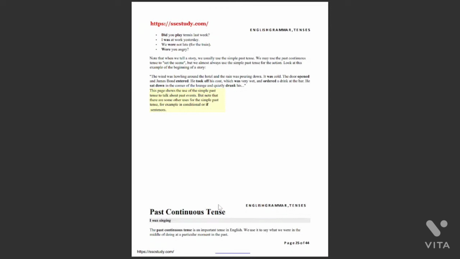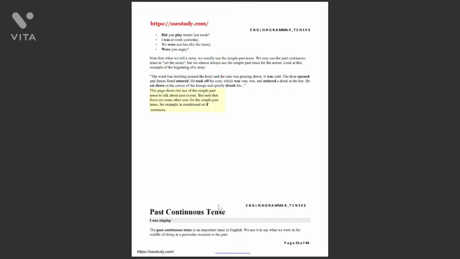Did you play tennis last week? I was at work yesterday. We were not late for the train. Were you angry? So note that when we tell a story, we usually use the simple past tense. Whenever we tell a story about something done in the past, we use the simple past tense. Sometimes we use the past continuous tense for descriptions, but we almost always use the simple past tense for the actions.